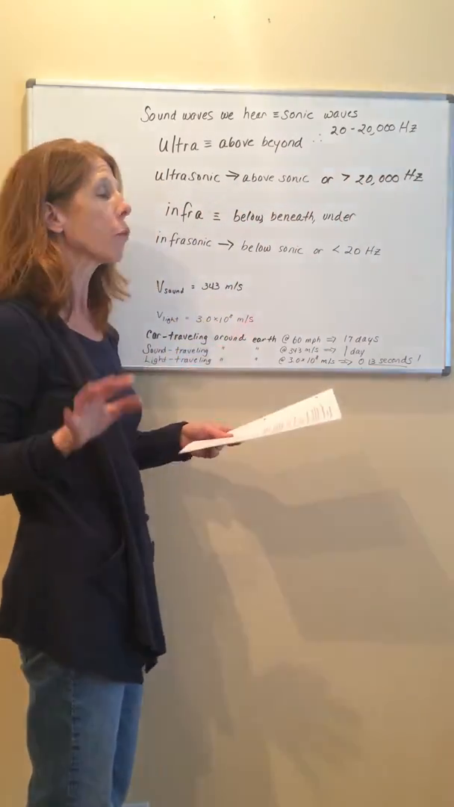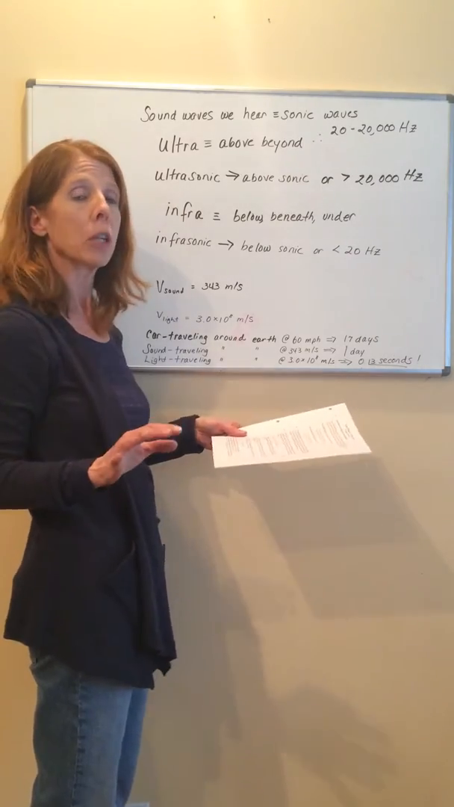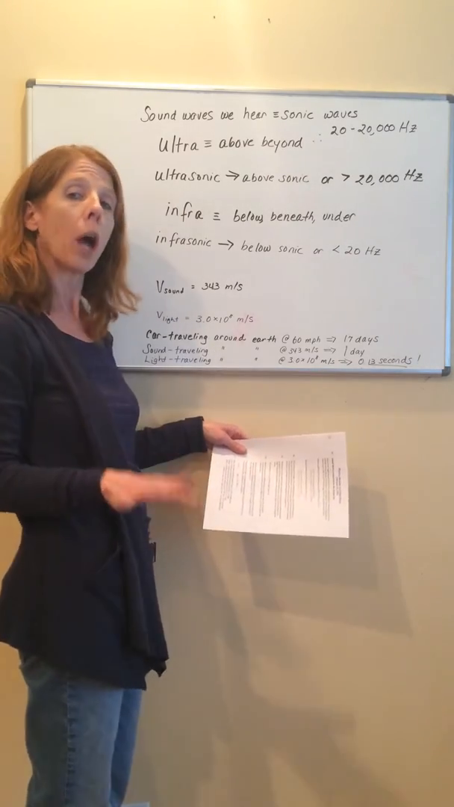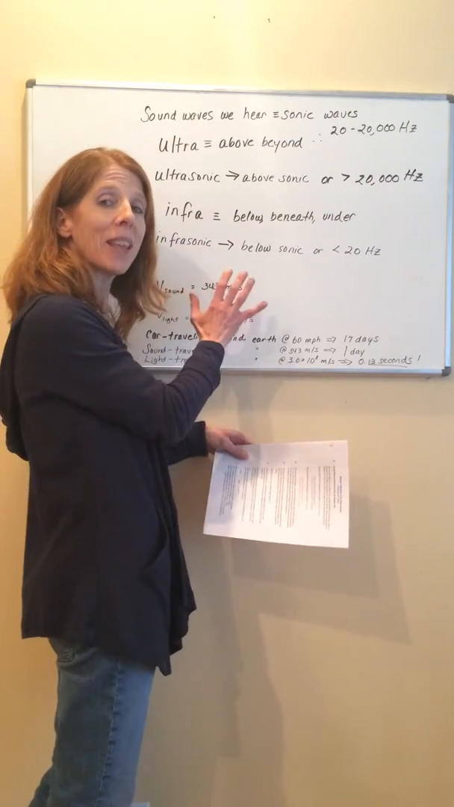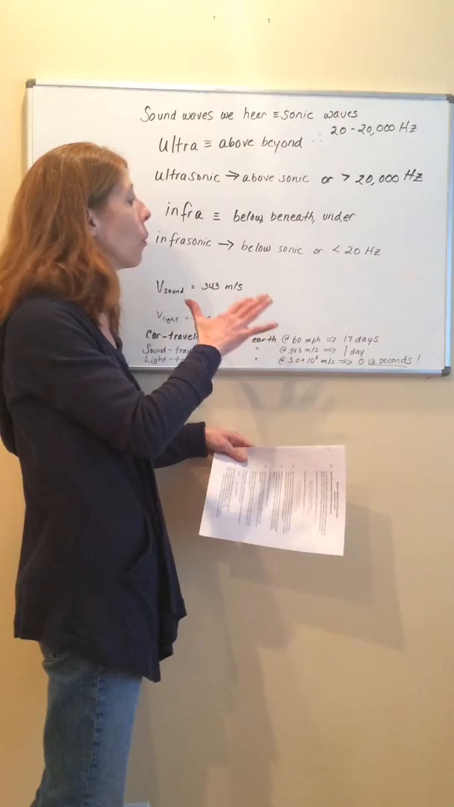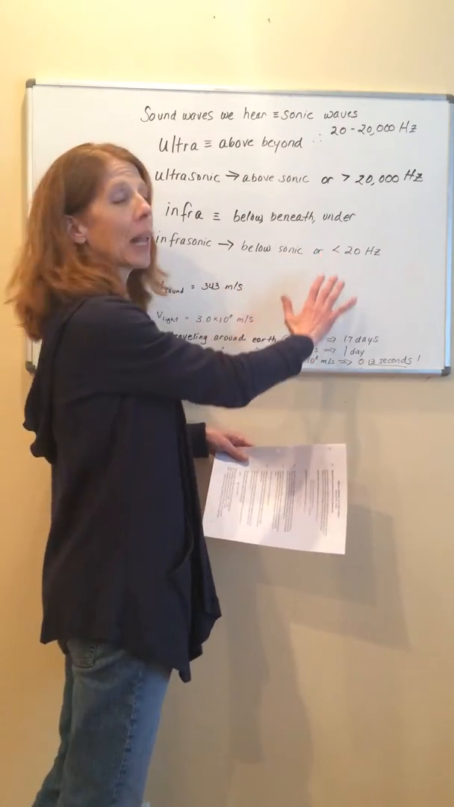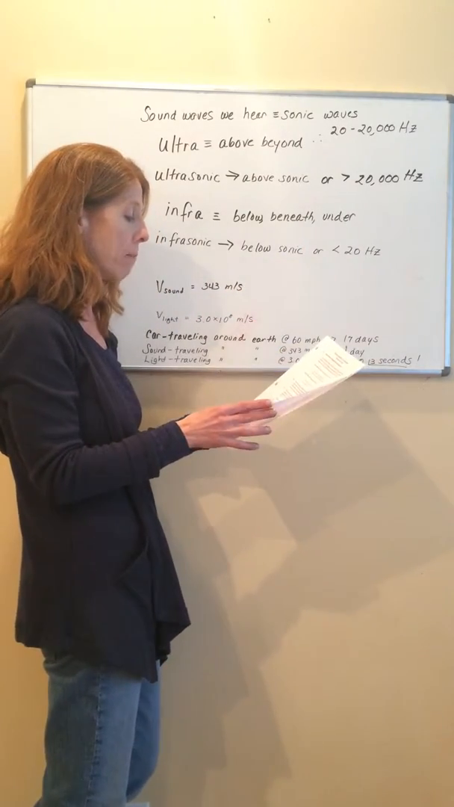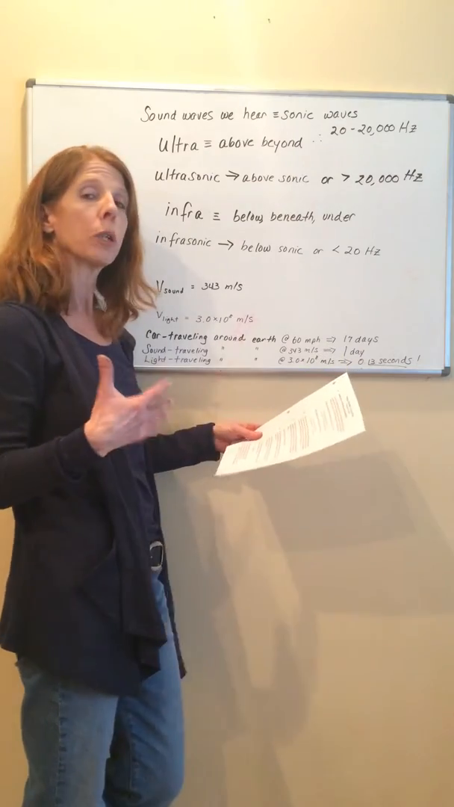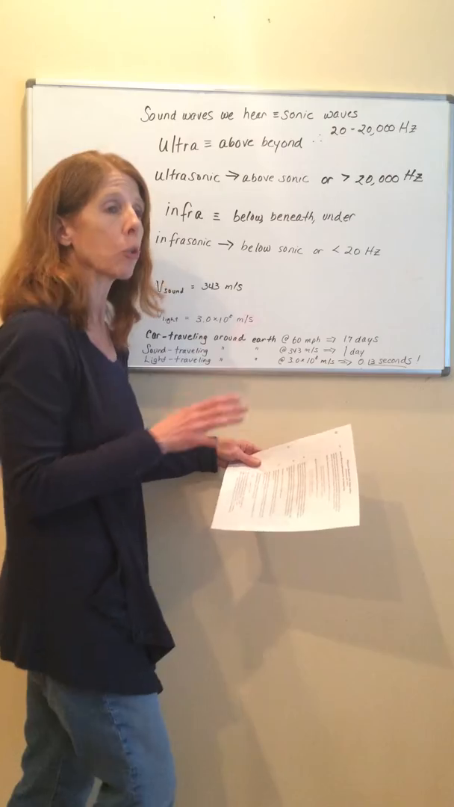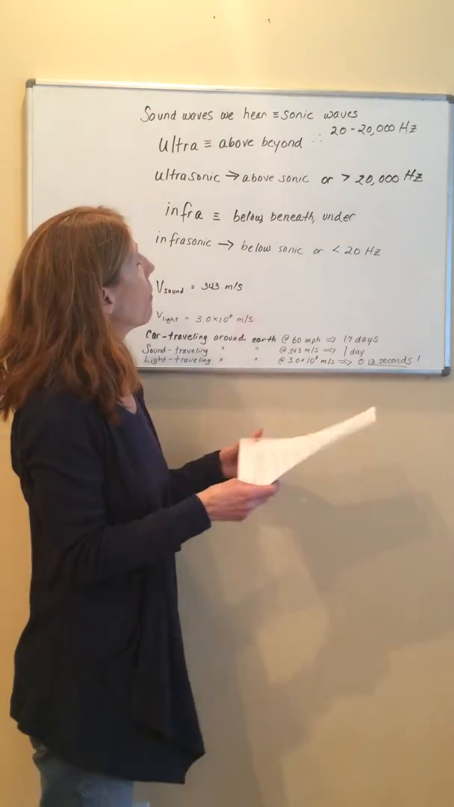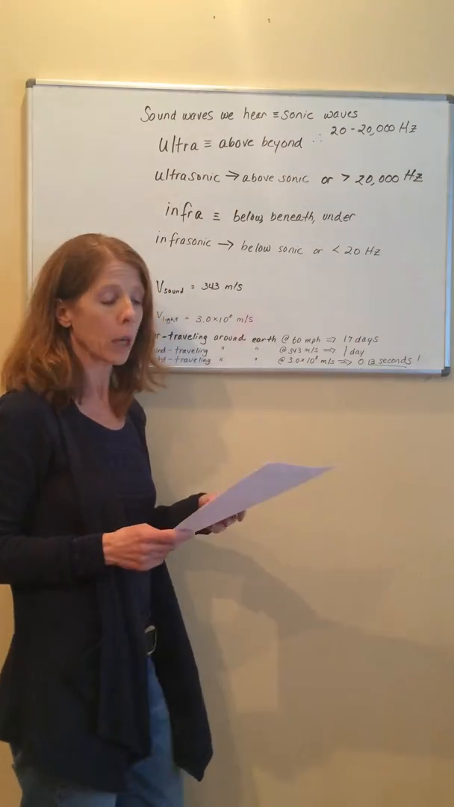We also have infrasonic waves. Infra means below, beneath, or under. So obviously infrasonic are going to be waves that are below the sonic wave range, which is going to be less than 20 hertz. Obviously, an ultrasound has to do with sound waves that travel at ranges above 20,000 hertz.